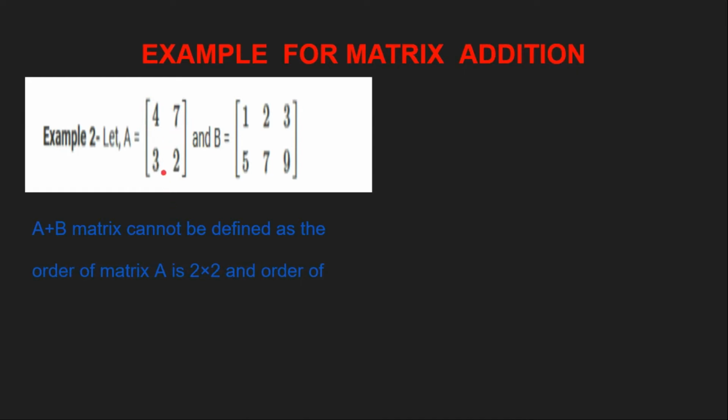So the order of matrix A is 2 cross 2. The order of matrix B is 3 cross 2, as you are seeing here, 3 rows and 2 columns. So matrix A and B can't be added together. So what's the reason behind that?